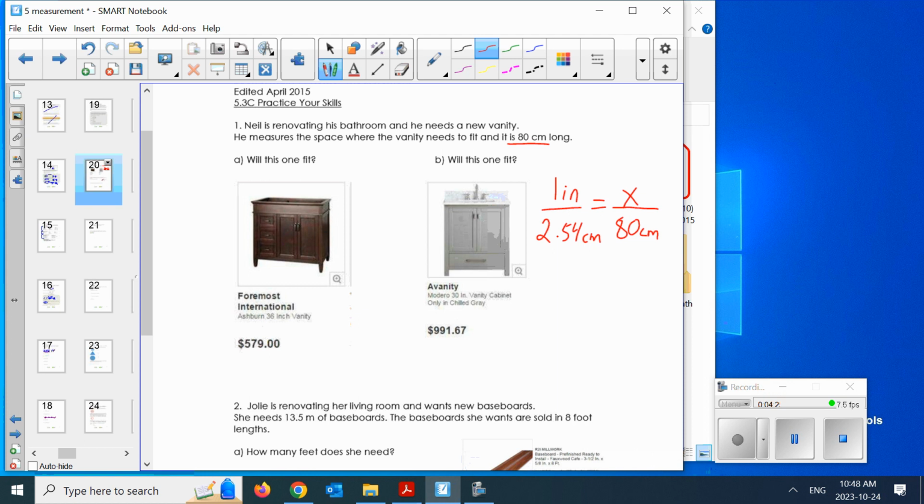Okay, cross multiply. 1 times 80. Divide by the lonely one, 2.54. I get 31.5 inches. Neither of these things are going to work.